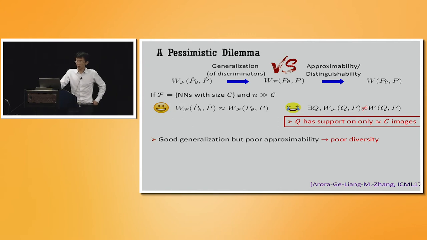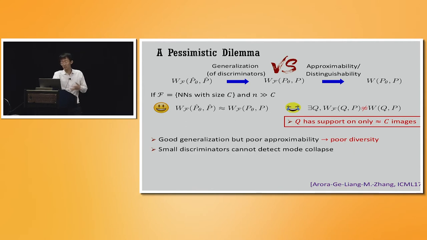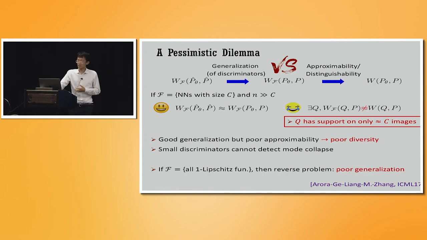So in other words, you have good generalization but poor approximability, and that could possibly lead to poor diversity, because you could possibly learn a distribution Q that only supports on a small number of images. Or in other words, a small discriminator cannot detect mode collapse. And empirically, people have found that mode collapse is indeed a concern in GANs.